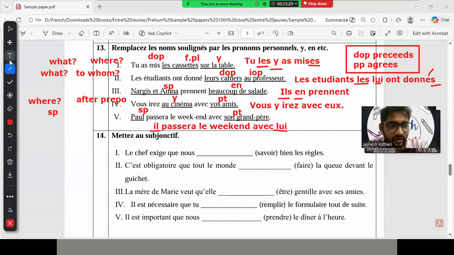Okay, starting with the subjunctive now. Mohammed, you got the rules I sent? I dropped all the rules of the subjunctive in the group. Did you get that? Just, Mohammed, are you there?